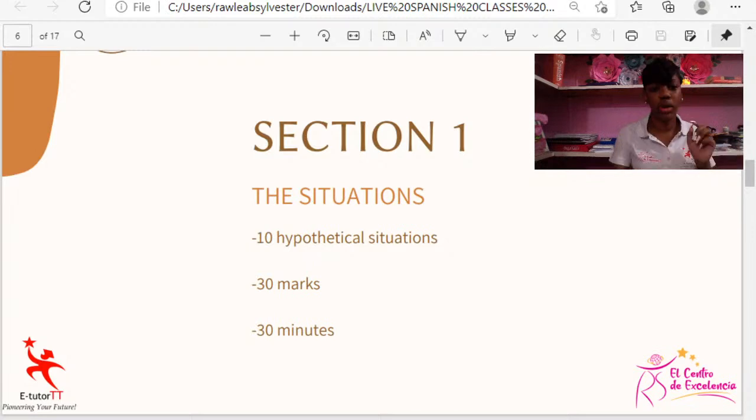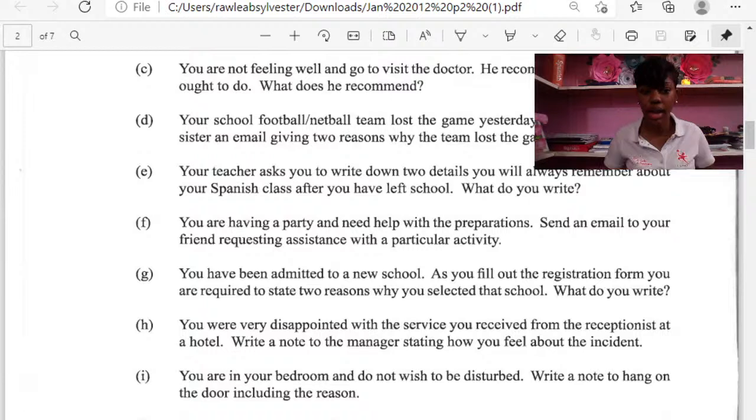So for example, let me use a past paper here. I'm looking at C, right? You are not feeling well and go to visit the doctor. What does he recommend? First thing, the doctor recommends 2 things. If you only put 1 thing, you would not get your full marks because it's 2 things that the doctor is recommending, right? He could recommend that you take some medication and that you rest. That could be 2 of the recommendations, medication and rest.